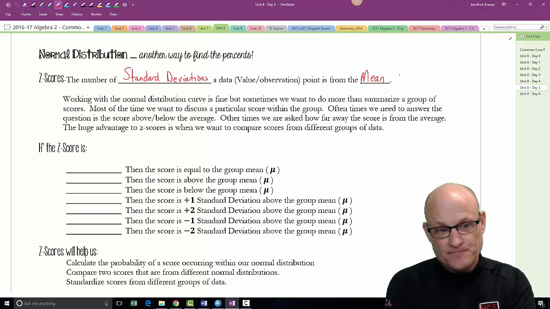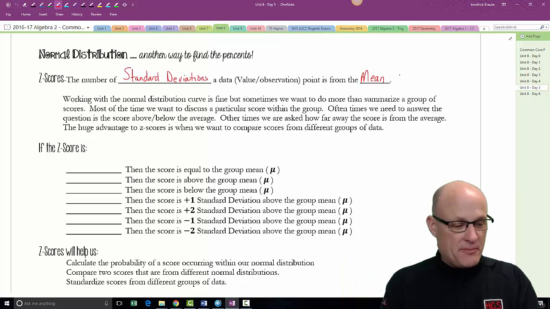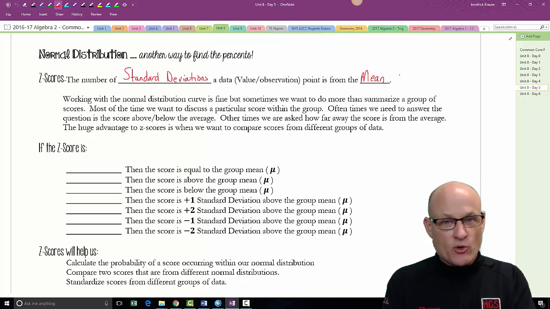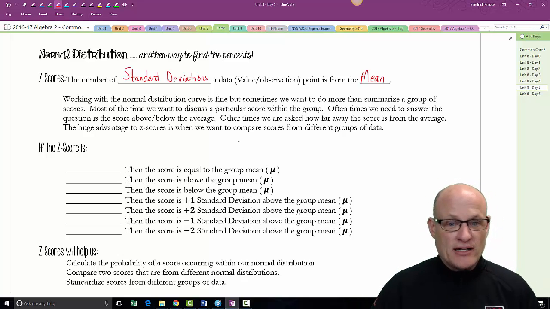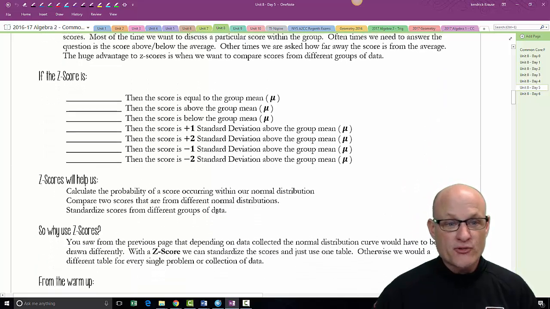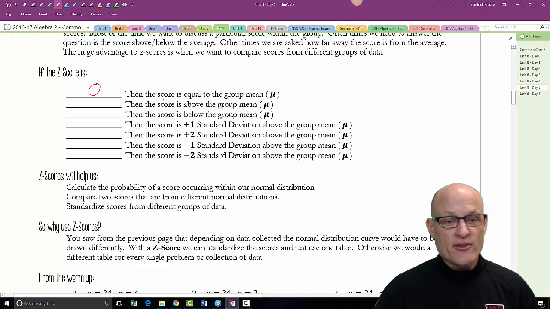So what we do is we normalize them, and we give them z-scores. No matter if you're working with this test, which has a different mean than this test, the z-score will mean the same thing. A z-score of 0 means the score is equal to the group mean.